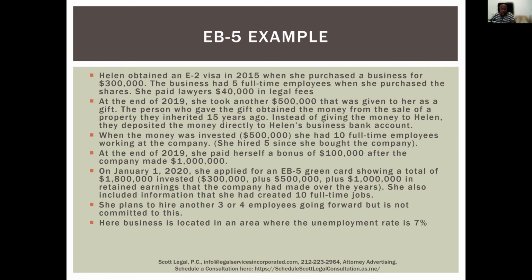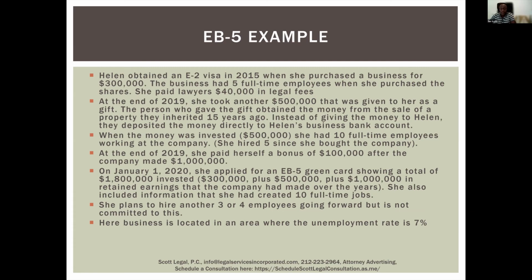The next issue that comes up is the inheritance. The US government doesn't care that the money came from someone who died many years ago. They still want an audit trail of where the money came from. And the other big issue is that the person who gave the gift to Helen didn't give it directly to Helen, didn't put it in her bank account, but put the money in the business bank account. And that's a huge issue for EB-5.